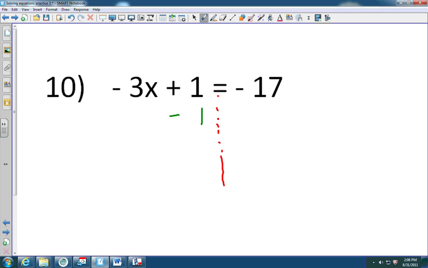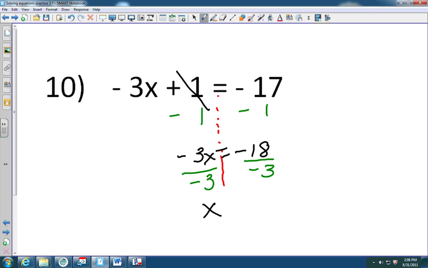First thing you should have done was subtracted 1 from each side. I get negative 3x, don't forget that negative, equals negative 17 minus 1. So I've got 17 negatives and 1 negative, negative 18. I'm going to divide by negative 3. I get x equals 6. There's your answer.